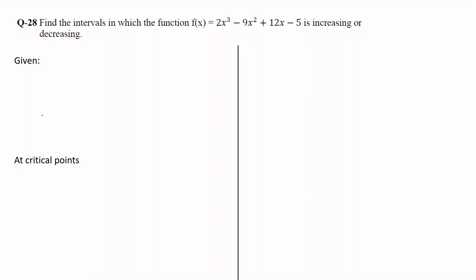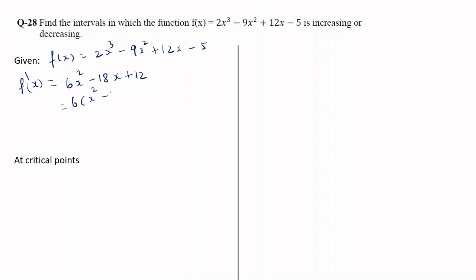So given f of x is equal to this given function 2x cubed minus 9x square plus 12x minus 5. To find the critical points, first let us find f dash of x. F dash of x is 6x square minus 18x plus 12, or this is equal to 6 into x square minus 3x plus 2. If we factorize this, it is 6 into x minus 1 into x minus 2.